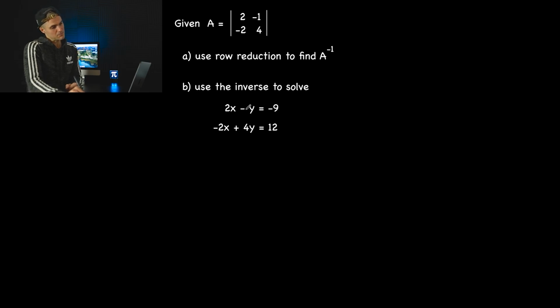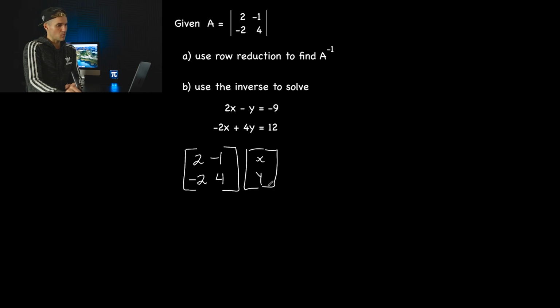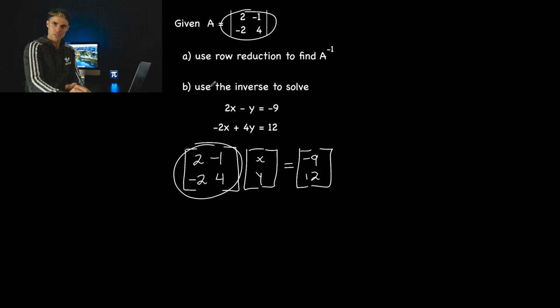And notice that we can basically break this down into matrix form. We could take the coefficients 2, -1, -2, and 4. We can multiply it by a variable matrix x and y. That's going to equal the constant matrix on the right side, -9 and 12. And then notice that this matrix and this matrix are the same, right?